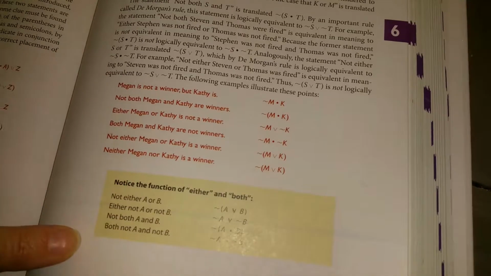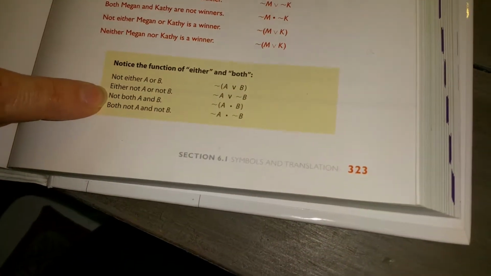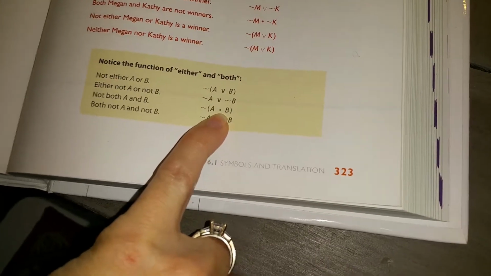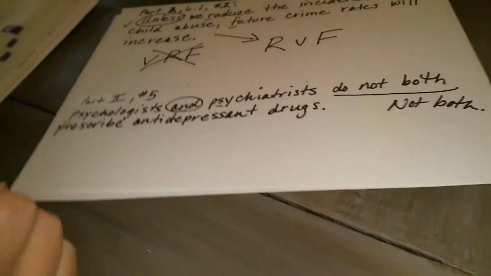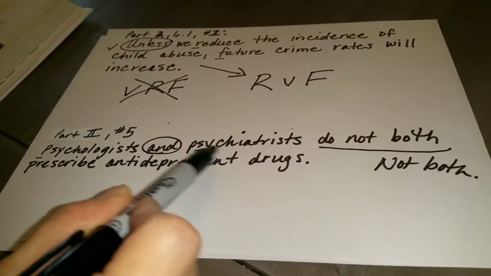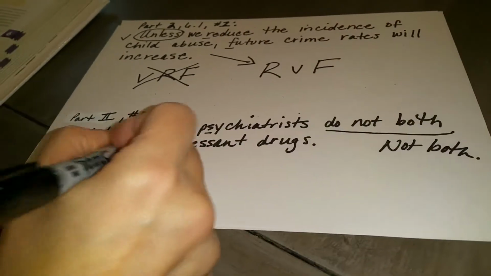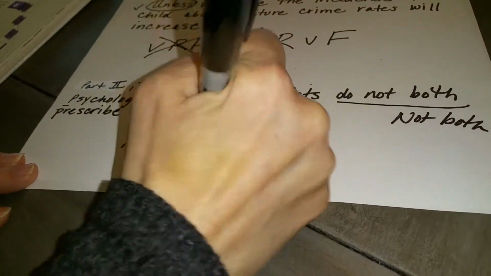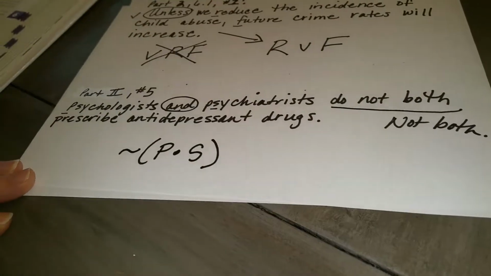And then Hurley also gives you a formula for "not both A and B," which tells you how it should look. So let's go back over here. And now, just using our letters, I used P for psychologists and S for psychiatrists. We're just going to follow that form you had in the book. And so this one will be like this.